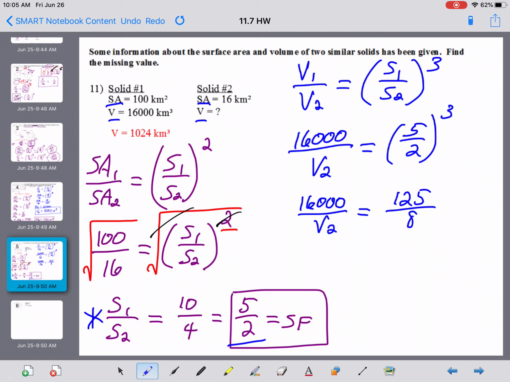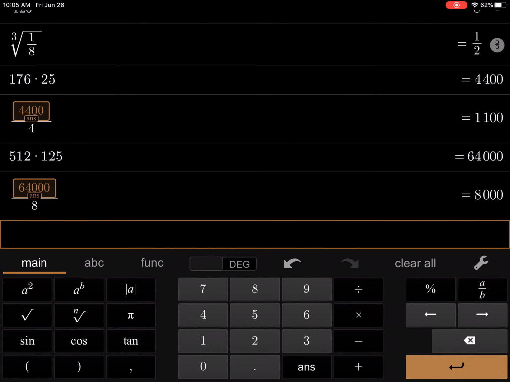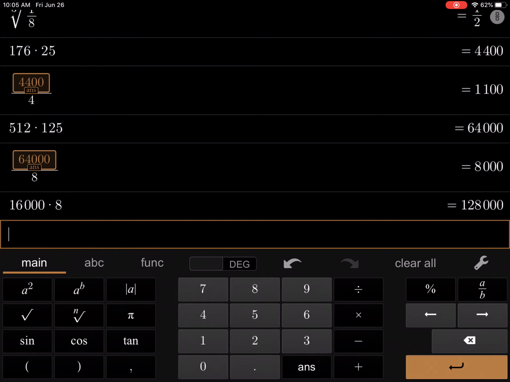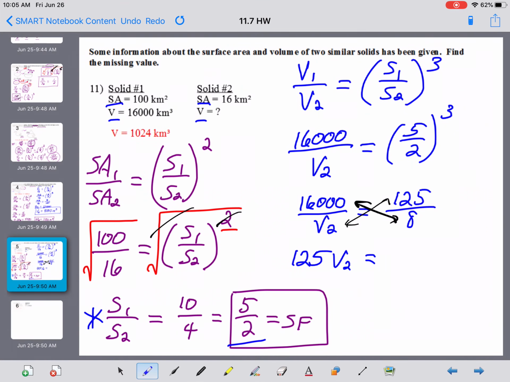We're going to cross multiply. The 125 is going to get multiplied by the V2, and the 16,000 is going to get multiplied by 8. So we're at 125 times volume 2 equals 16,000. Oops, that didn't come out right. Let's try that again. 16,000 is going to get multiplied by 8 to give us 128,000 for that other cross product.